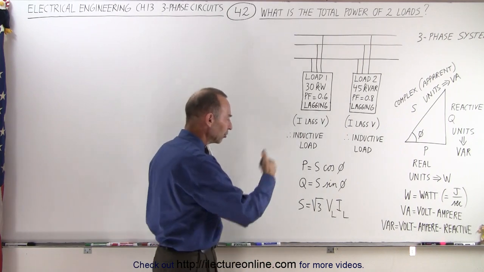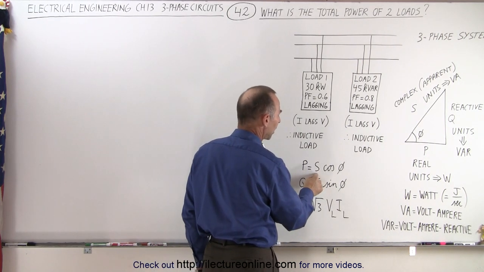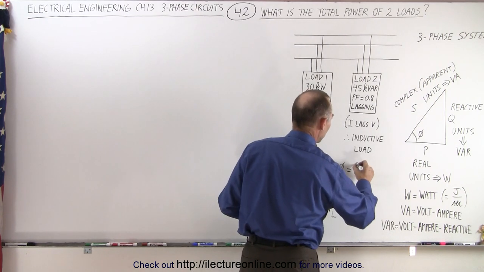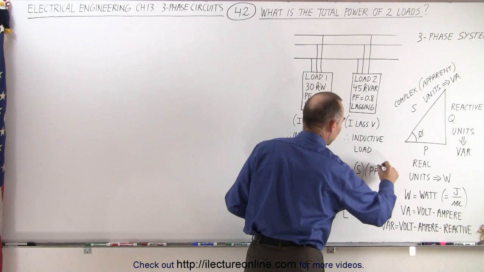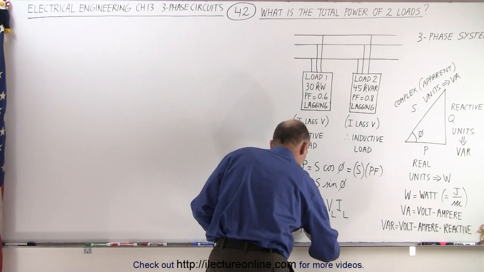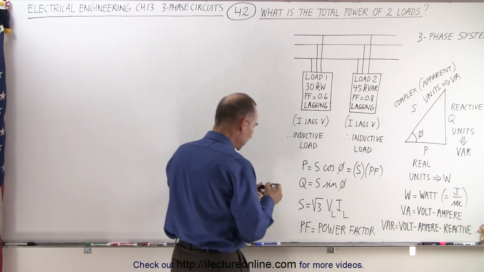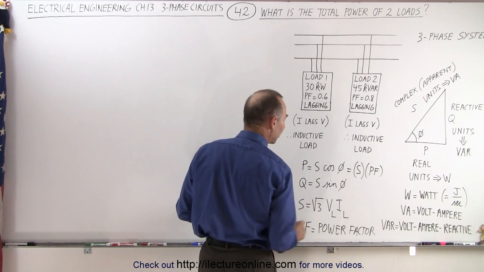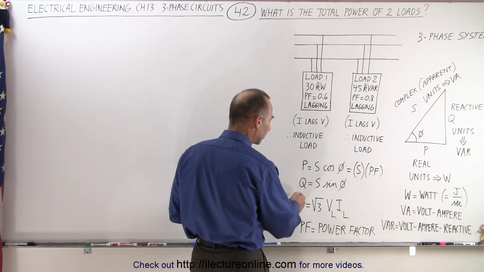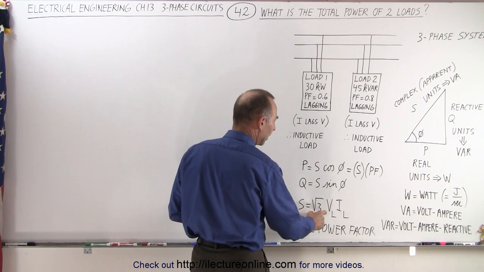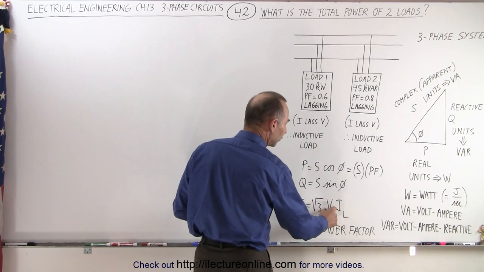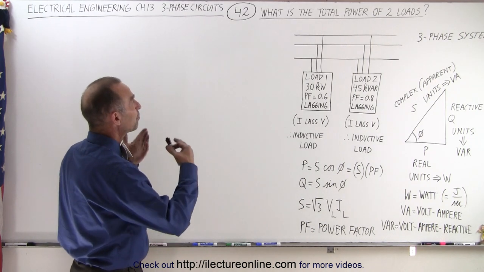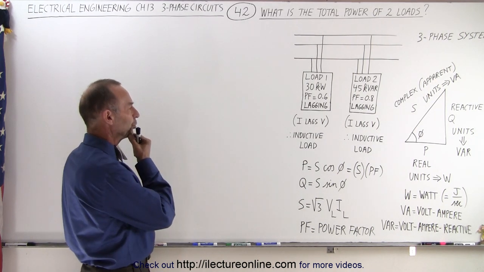And finally, some relationships. The real power is equal to the complex power times the power factor. So we can actually write it as P equals S multiplied by the power factor. PF is the power factor. Let's write that down, like so. Then Q equals the complex power times the sine of the phase angle. And finally, the complex power can be calculated by taking the square root of 3 times the line voltage times the line current.